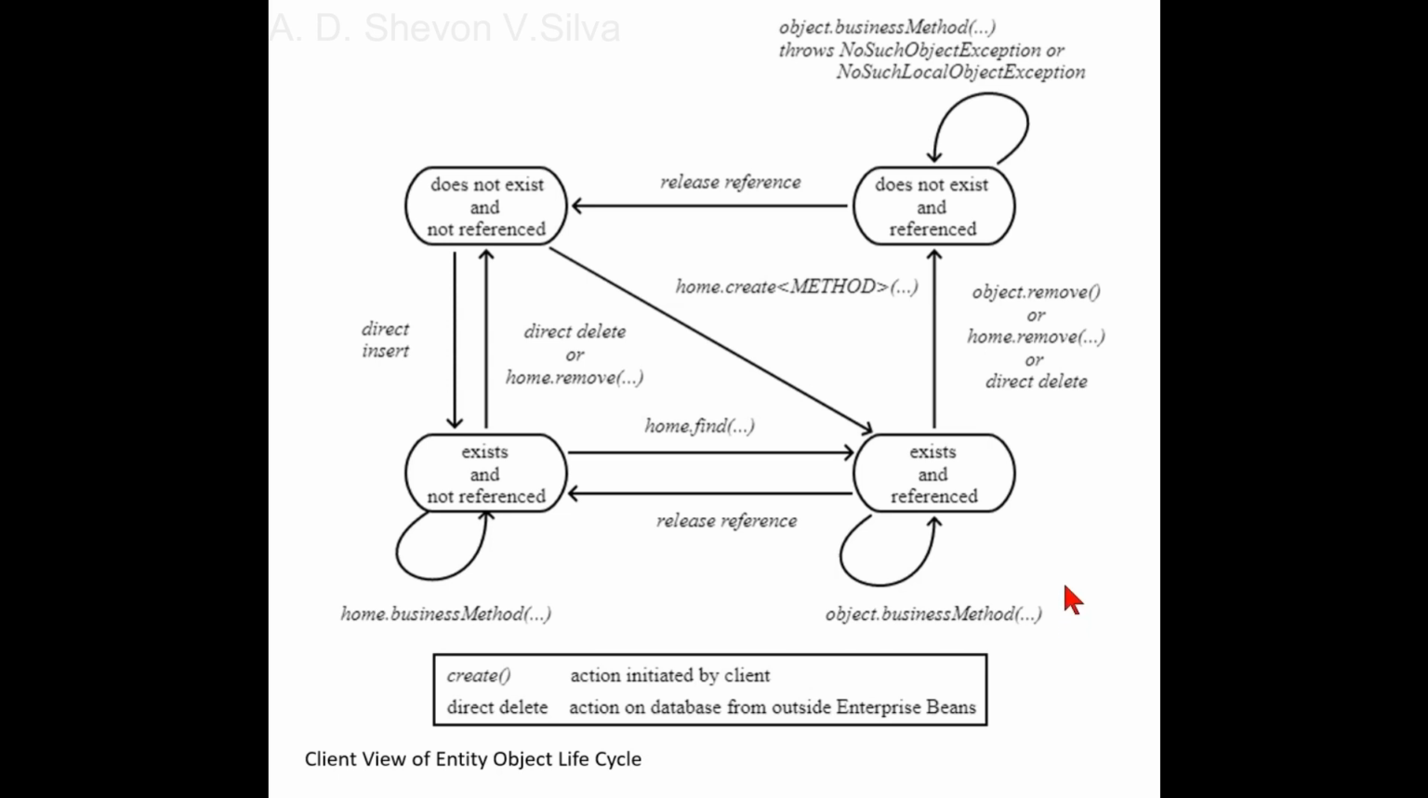The references to the entity object remote interfaces. The client can get the reference to an existing entity object's remote interface in any of the following ways. Receive the reference as a parameter in a method call, input parameter or result. Find the entity object using a finder method defined in the home interface.